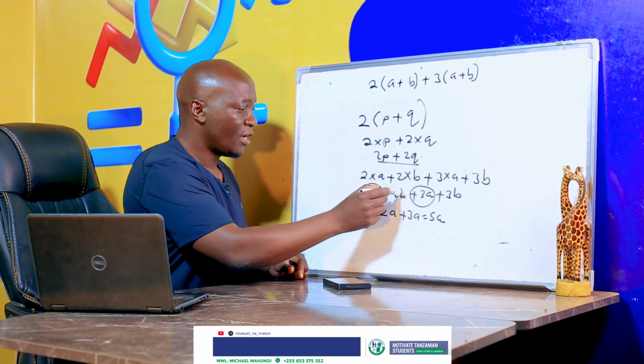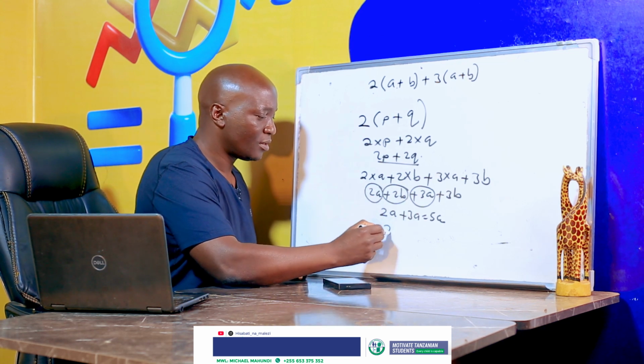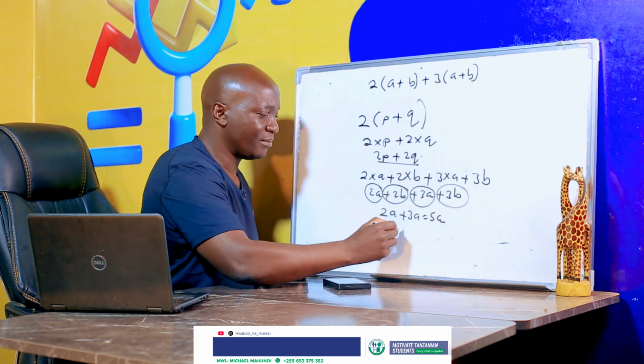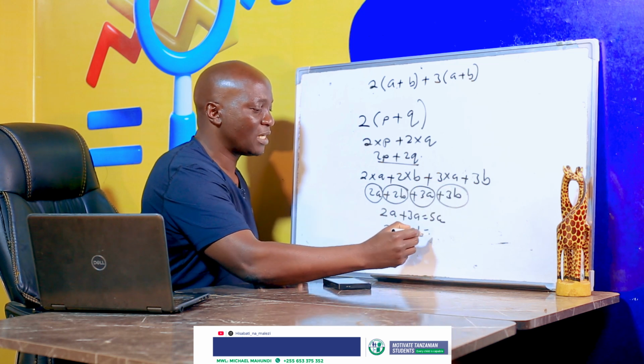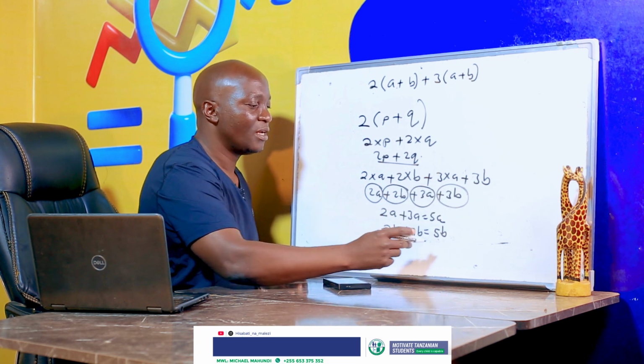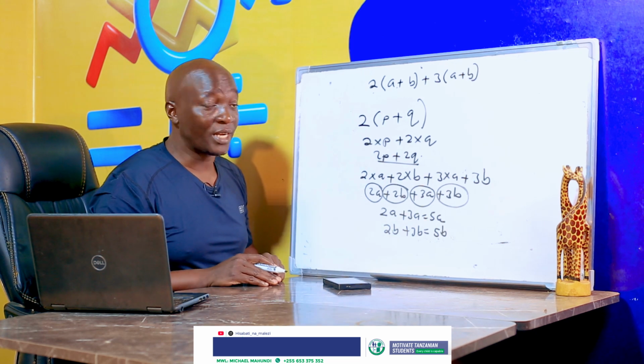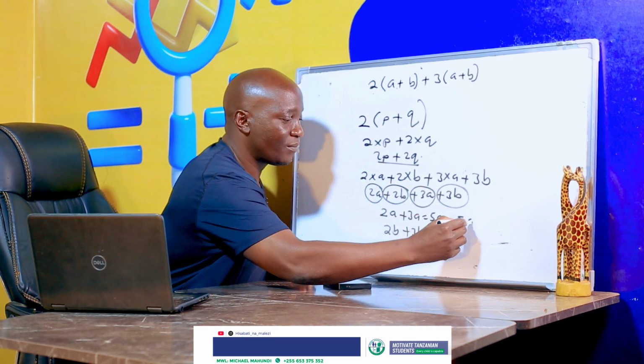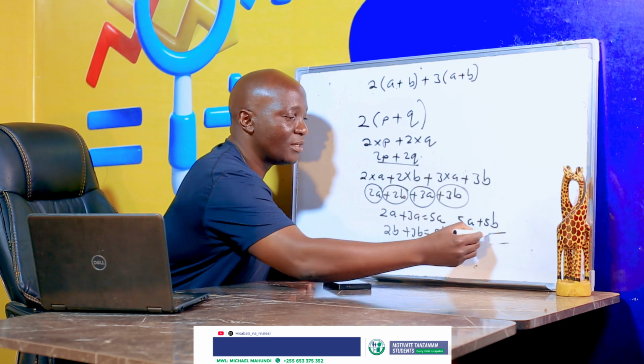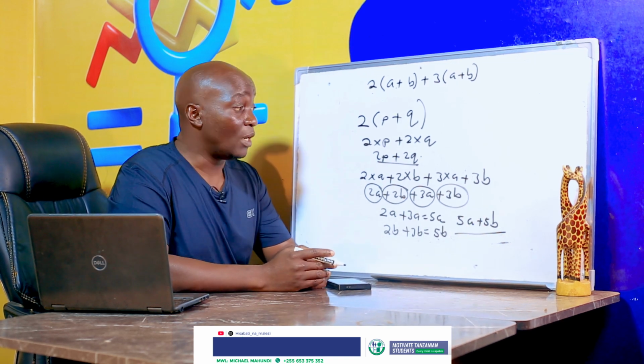What next? 2B plus 3B. Hapa tunapata 5B. Wote ni positive, kwa jibu inakuwa ni addition. Kwa ni 5A plus 5B. This is how we do.